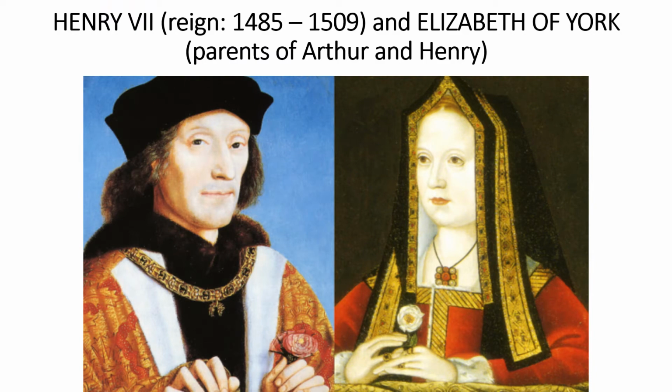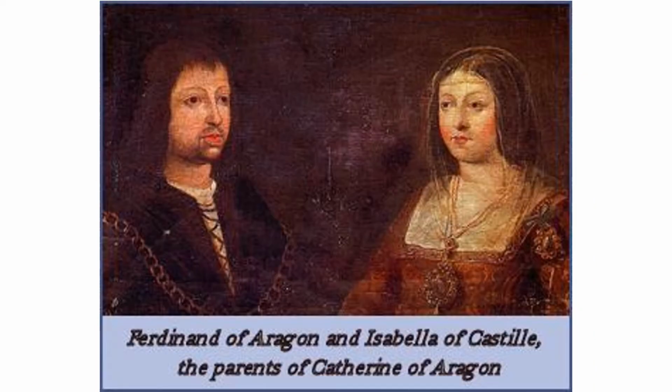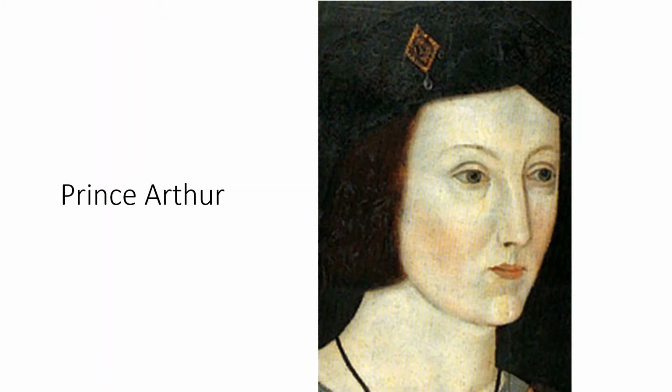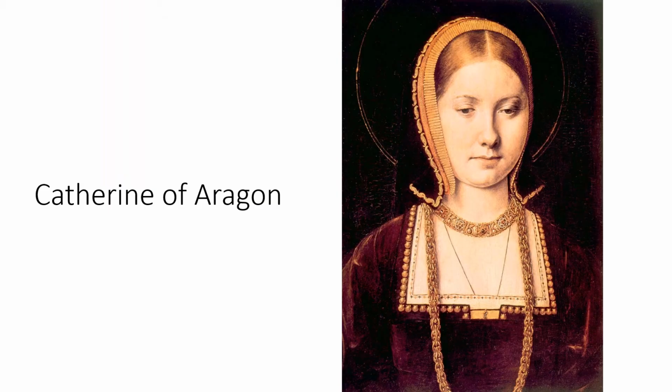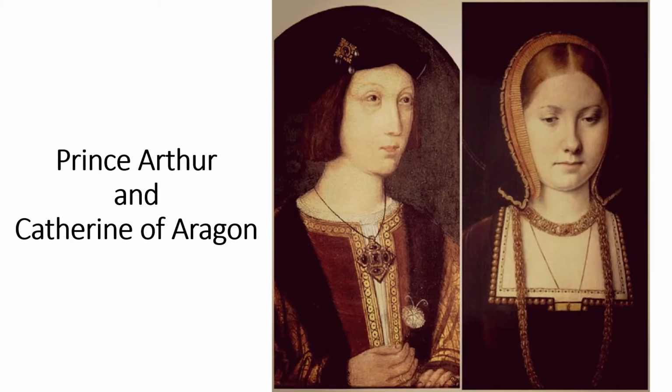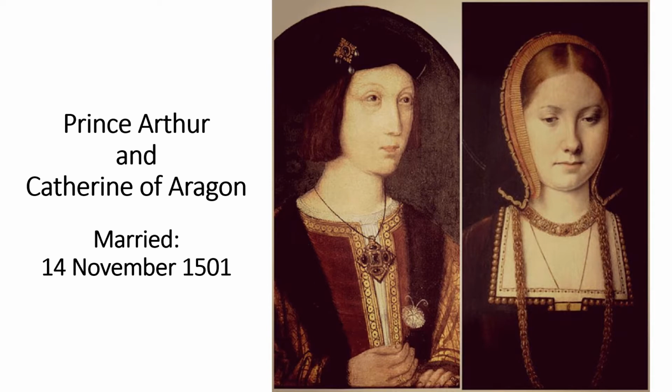Henry and Elizabeth agree with Ferdinand and Isabella that Arthur, the elder son who is next in line to the throne, should marry Ferdinand and Isabella's daughter, Catherine. Now, royal marriages were less a romantic affair and generally more about power and regional consolidation. A marriage between Prince Arthur and Catherine could be seen to benefit both Spain and England in unifying two powerful Catholic regions. So, they were married on November 14th, 1501.